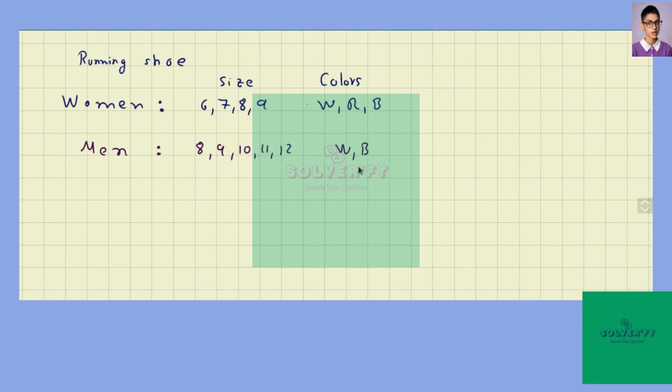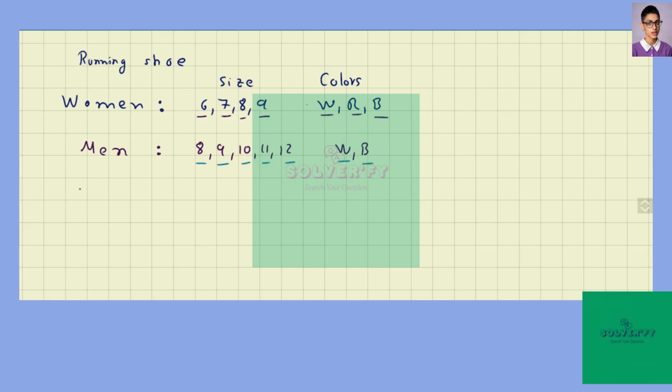Okay, so in this exercise we are selling some running shoes. There are some specifications: we have this shoe for women and men. For women we have the following sizes: 6, 7, 8, and 9, and we have three colors: white, red, and black. Instead, for men, we have the following sizes: 8, 9, 10, 11, 12, and two colors: white and black. So the point is that we need to use a tree.